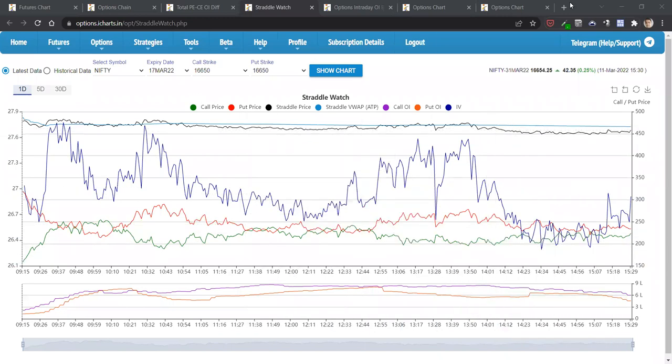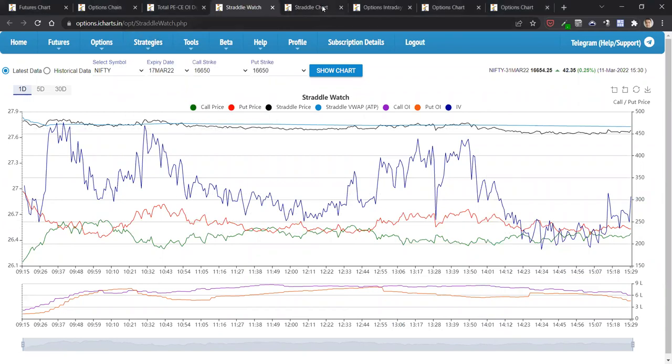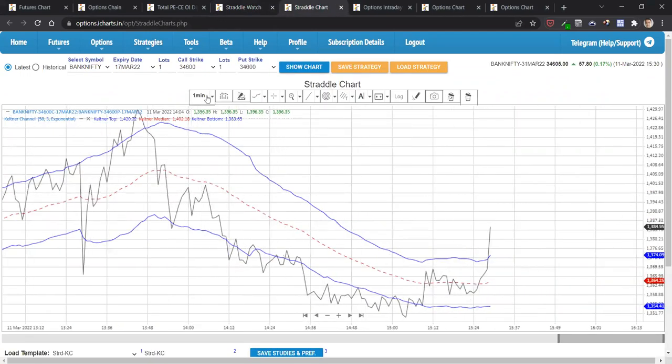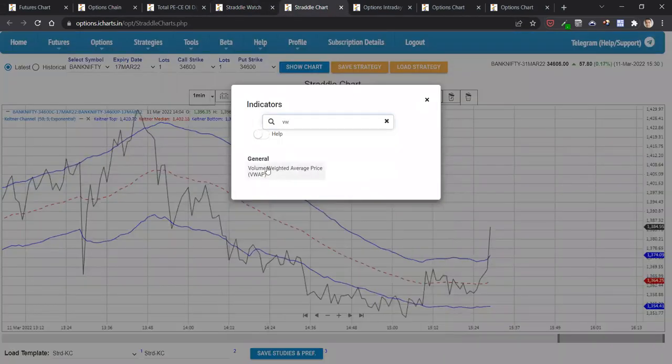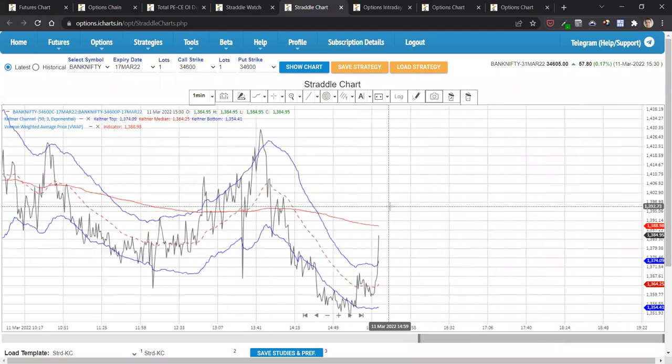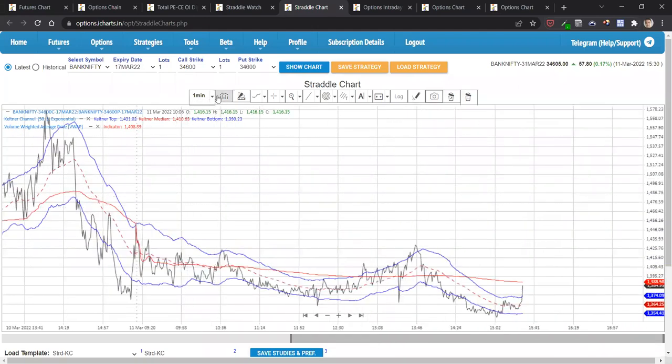Suppose in straddle watch, if you can please go to that straddle chart and plot a VWAP. Okay. Now, sometimes if it goes above the VWAP, I think we can plan for a long straddle and short straddle. I just want to understand, in terms of the PCR chart, does it give any indication?